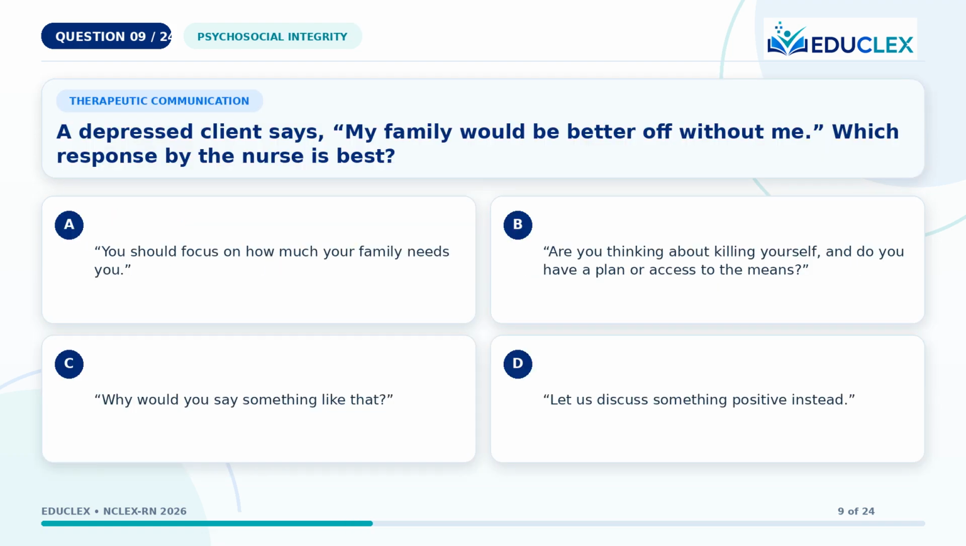Question 9. A depressed client says, "My family would be better off without me." Which response by the nurse is best? Option A, you should focus on how much your family needs you. Option B, are you thinking about killing yourself, and do you have a plan or access to the means? Option C, why would you say something like that? Option D, let us discuss something positive instead.